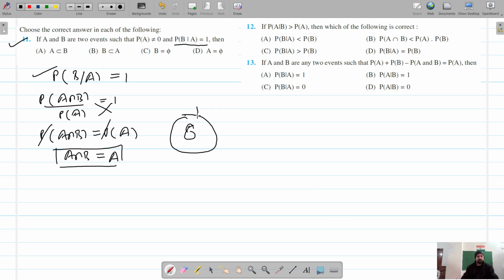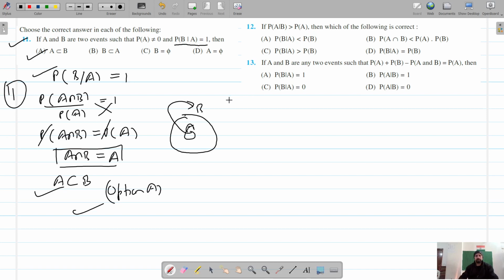So this is A and B. All the elements of A lie in B, so when A intersection B is equal to A, that means A is a subset of B. So our option is option A for the first part. So this solves our question number 11.